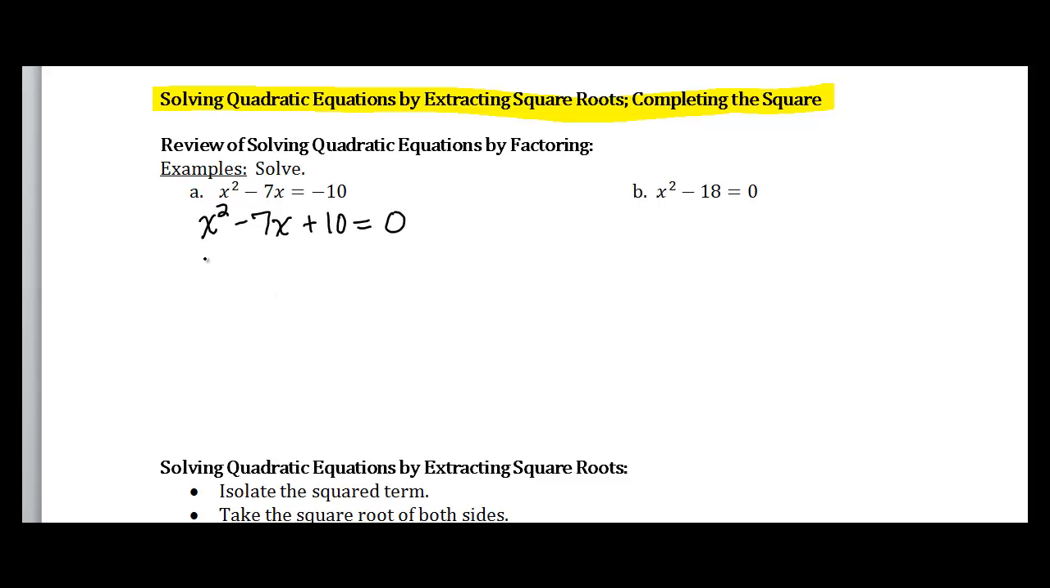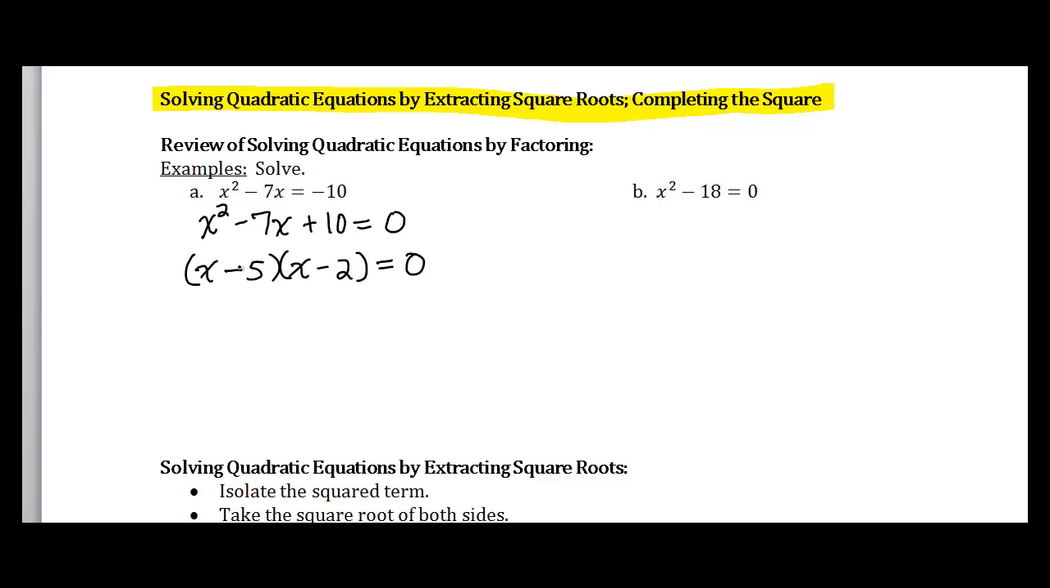And then we try to see if we can factor, right? This is three terms. There's a 1 in front of our x squared, so we're going to factor into two binomials. Put an x here and x here. Two numbers that multiply to give me a positive 10, but add up to a negative 7. Those two numbers will be negative 5 and negative 2.